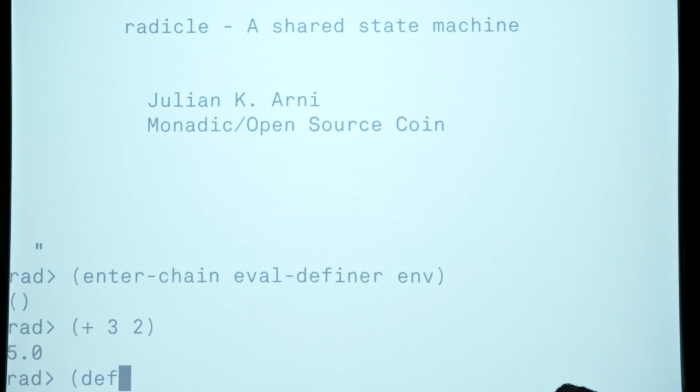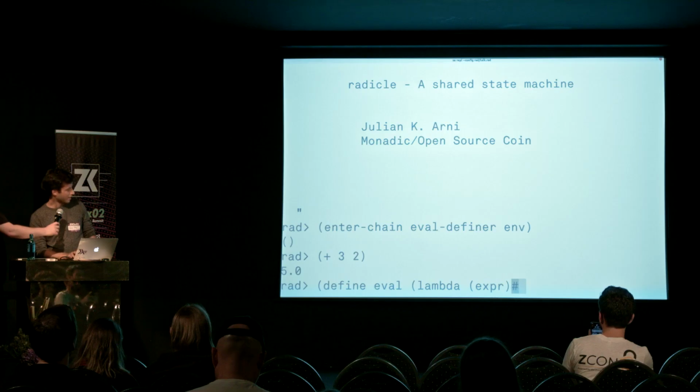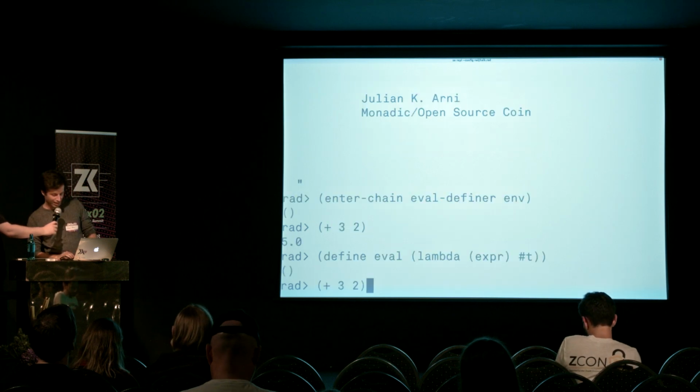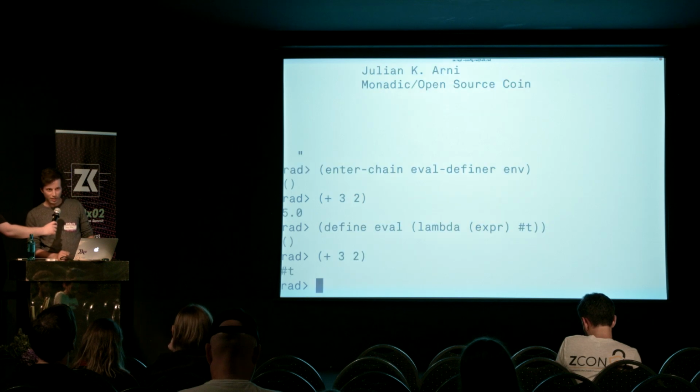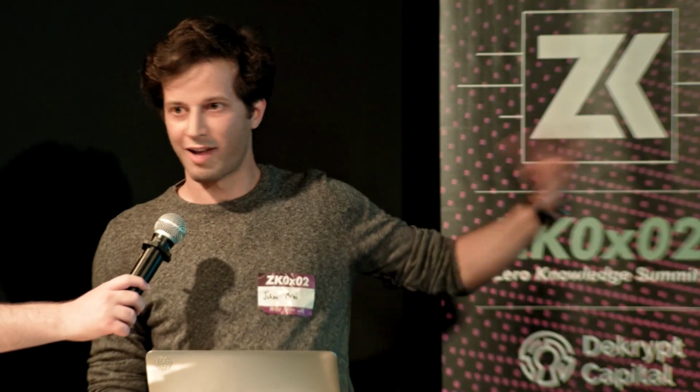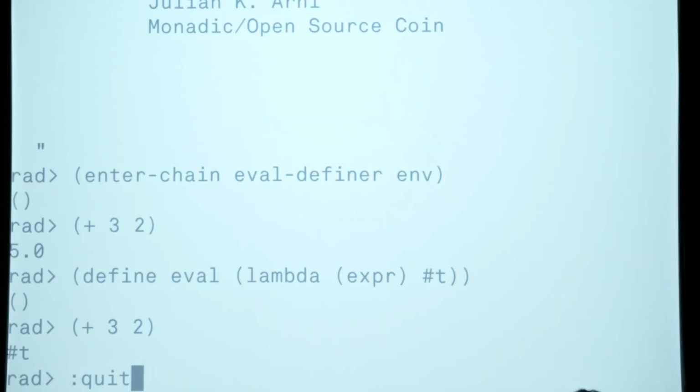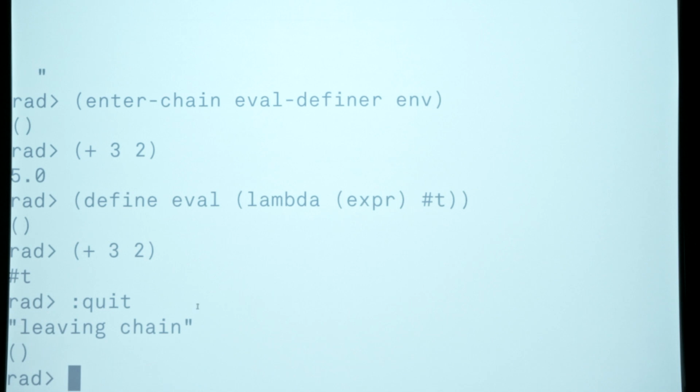But then, additionally, I can define eval, the semantics of the chain, to be a function that takes an expression and always returns true. Now, if I run the same thing, it returns true. So I've changed the semantics of a chain in a very, very silly way. And now if I try to do anything else in this chain, it won't work because nothing is evaluated, it just returns true. So I'm going to quit this chain.